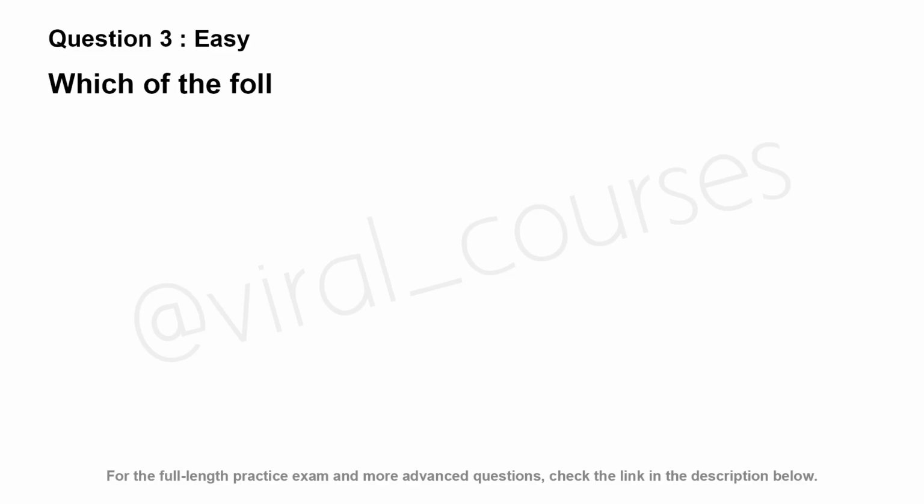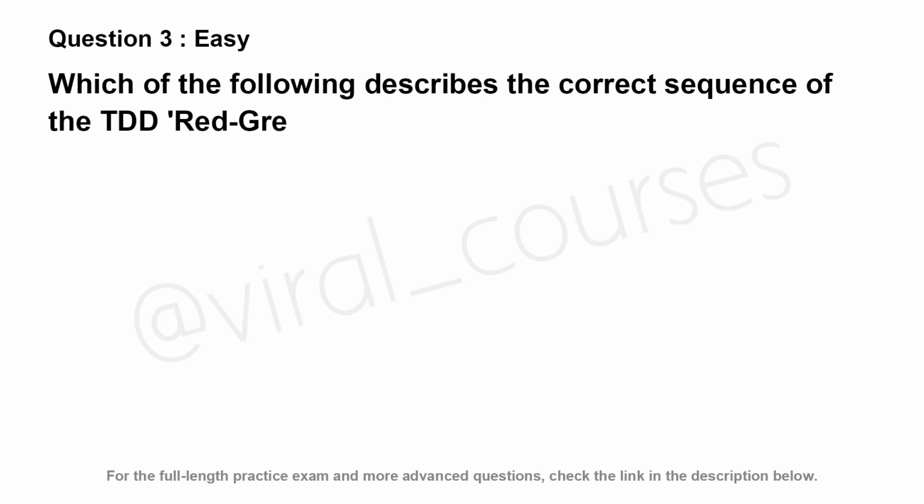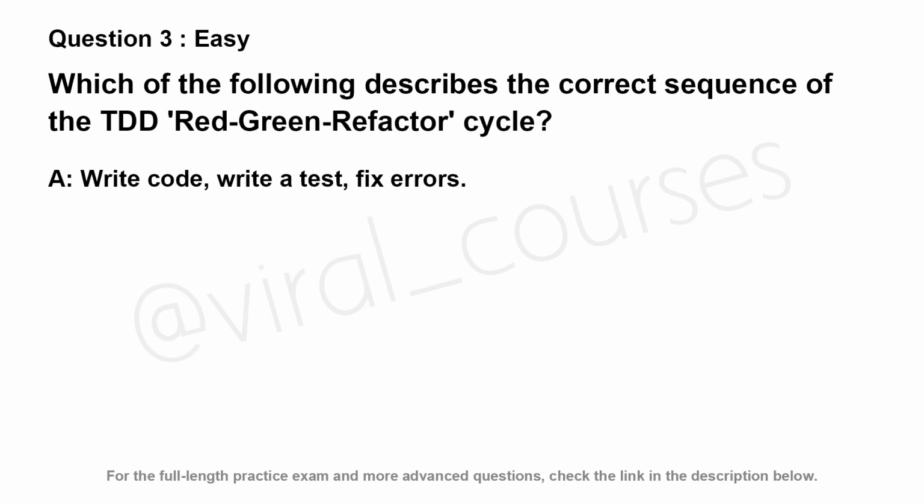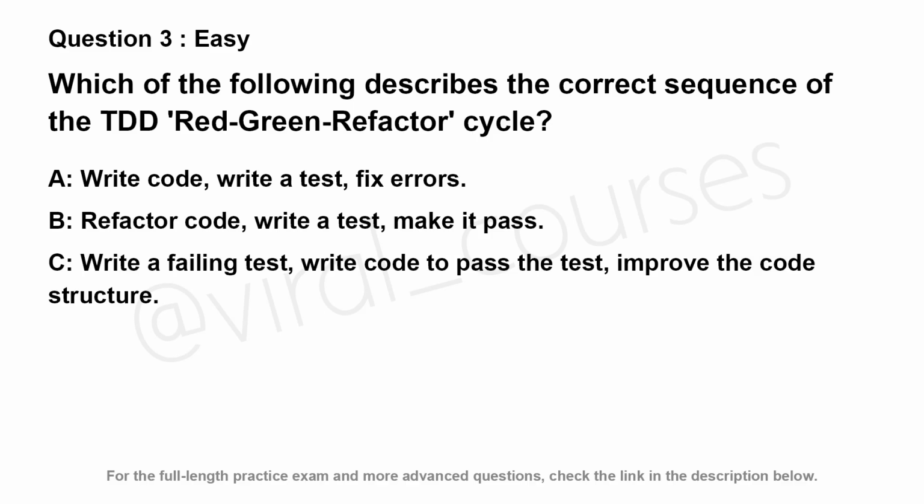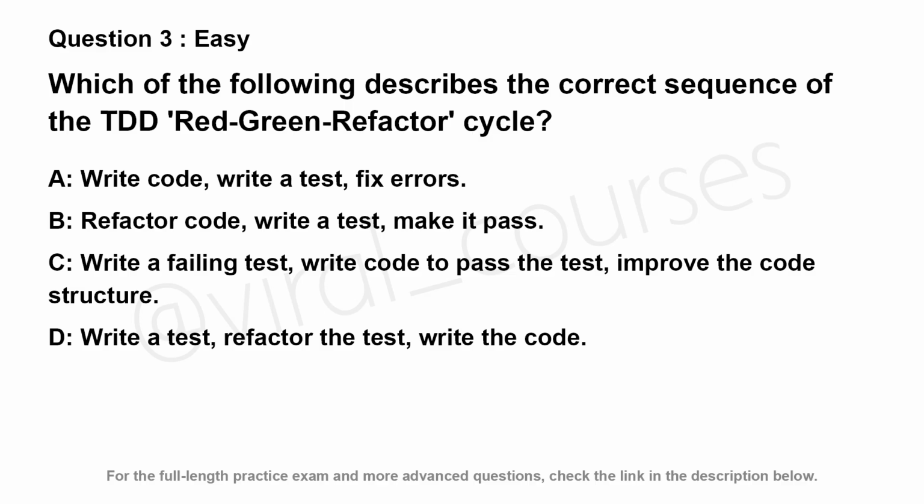Which of the following describes the correct sequence of the TDD, red-green-refactor, cycle? Option A. Write code. Write a test. Fix errors. Option B. Refactor code. Write a test. Make it pass. Option C. Write a failing test. Write code to pass the test. Improve the code structure. Option D. Write a test. Refactor the test. Write the code.